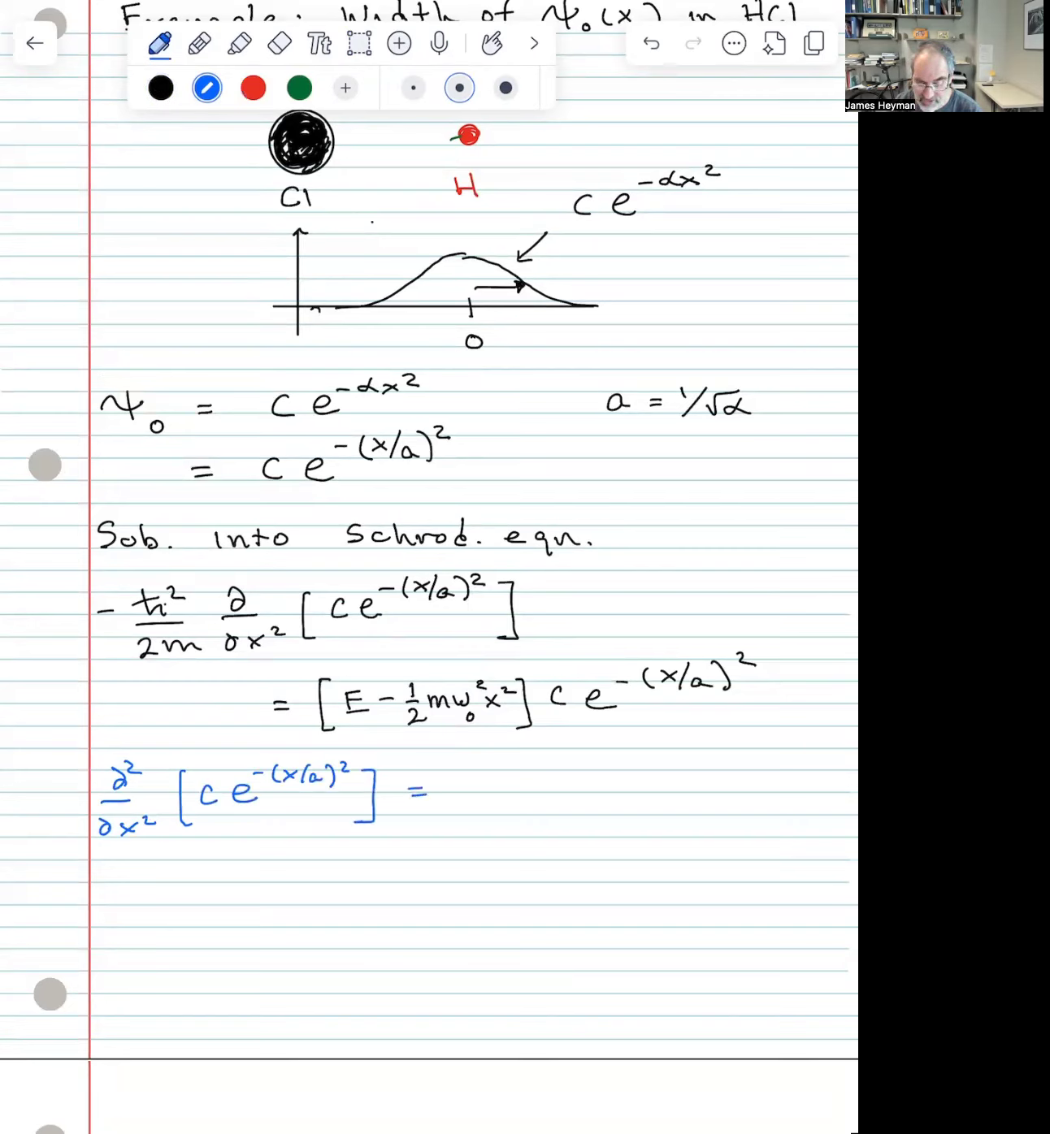And I encourage you to do this. If you do this, you'll find that the answer can be written as 4x squared over a to the fourth minus 2 over a squared. I'm sorry, in that first term it was a to the fourth in the denominator, times the wave function again, C e to the minus x over a, squared.